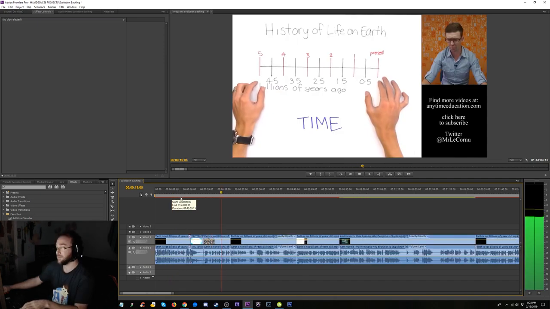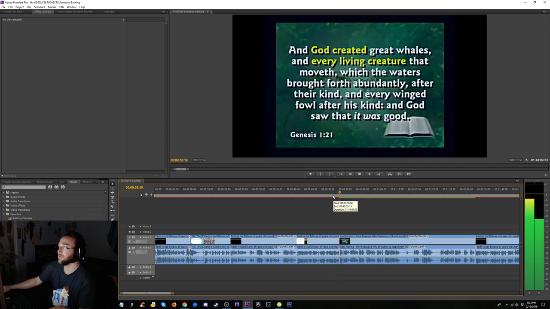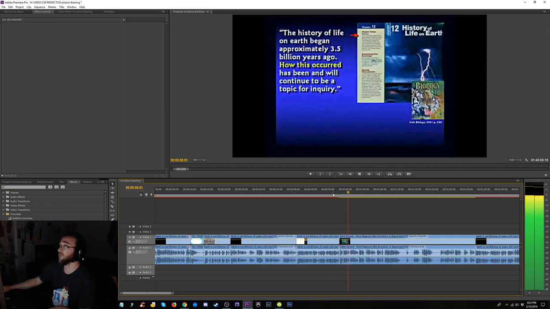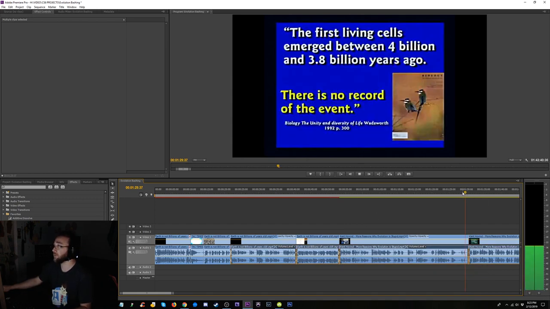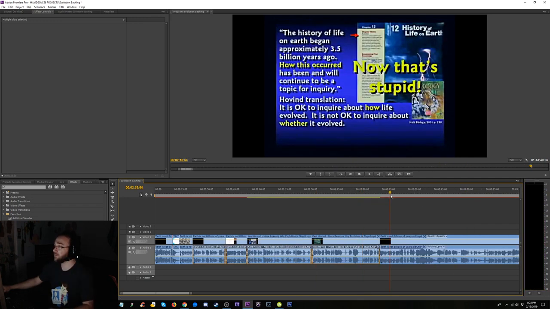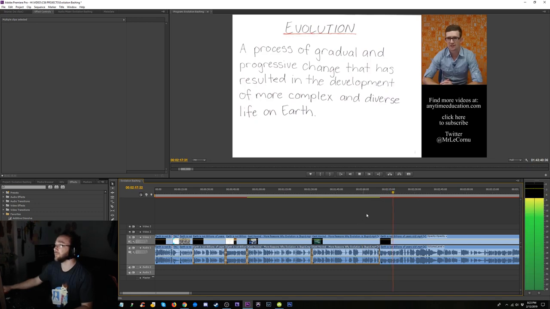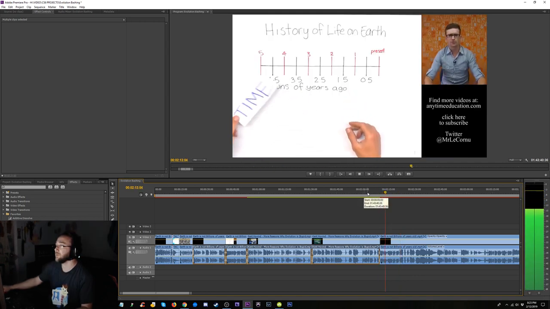Question. Billion years old for evolution to take place. This textbook says the history of life on Earth began approximately 3.5 billion years ago. How this occurred. Let's pop this in here. Try this out. This textbook says the history of life on Earth. How about a key factor that you need to consider when we're considering evolution? Evolutionists assume that time is the critical factor here.